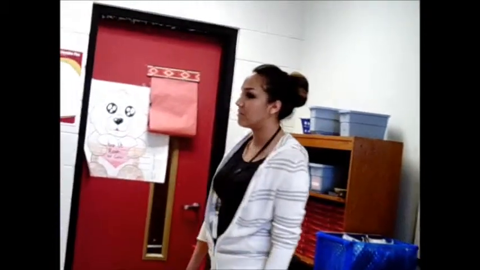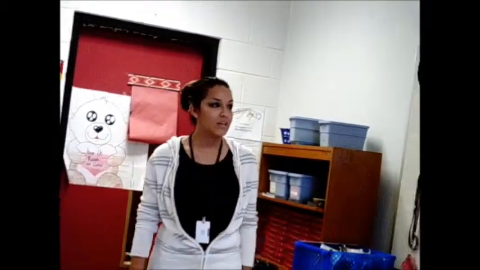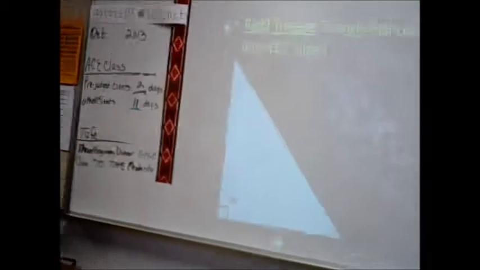Okay, our next vocabulary word is right triangle. This is a triangle that contains a 90-degree angle, which is a right angle. This is a picture that you have to draw.